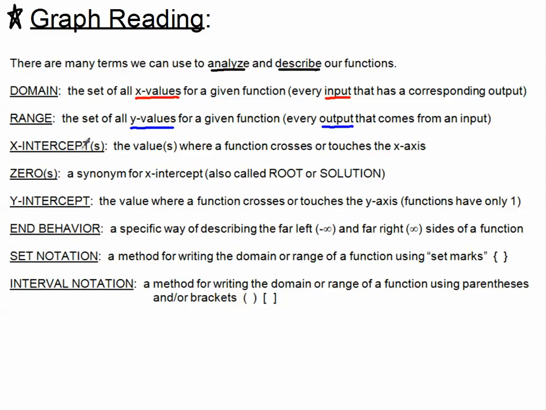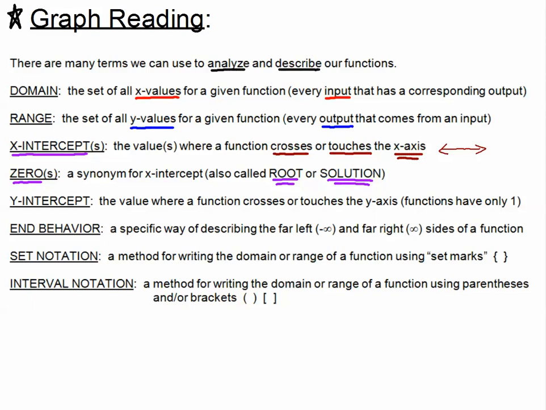The x-intercept, or x-intercepts, if there are multiple of them, are the values where a function crosses or touches the x-axis. Now remember that the x-axis is the horizontal axis when you're graphing. The zeros, well, that's just another name, a synonym for x-intercepts. We can call them x-intercepts, zeros, roots, or solutions. Really, all four of those words mean the same thing. We're looking at the x-axis for that.